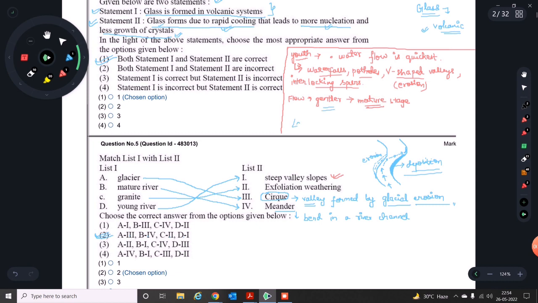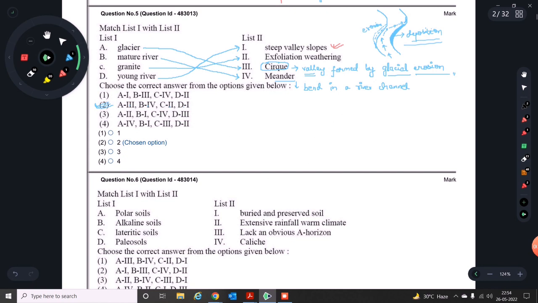Flow becomes even more gentle, and land gets flattest because a lot of erosion has already taken place. Land is flattest in the old stage. And now you know about the meandering river. We have got to know about the meandering river. Also get to know about oxbow lakes, how they are formed.